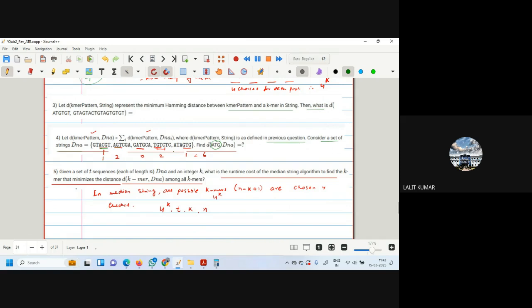Now you come to the second string. Here you don't have ATG, but you have AGT, so the score is 2. Here ATG is there, score is 0. Here you don't find anything, so you take TGT, score is 2. Here GTG you select, score is 1, and your total score is 6.